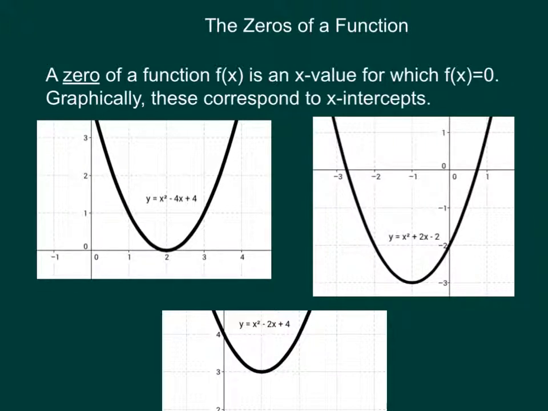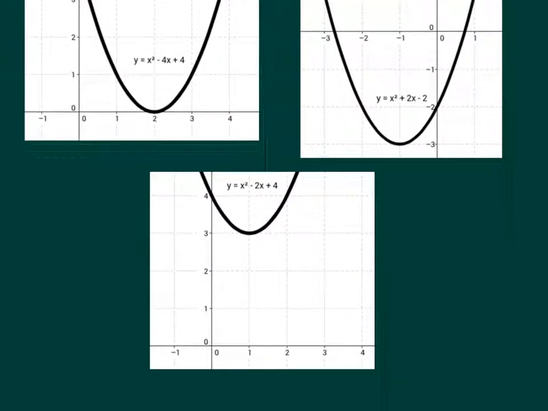Those are the two zeros of the function. Those are the two numbers for x that you can plug in to this equation in order to get 0 for y. We have one other example.